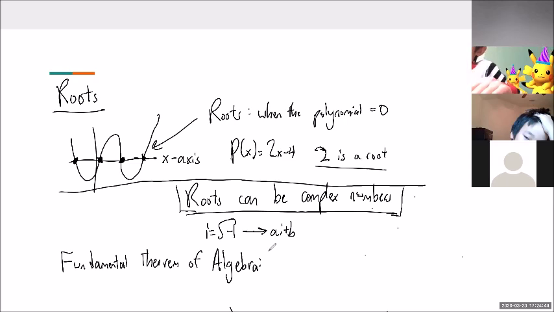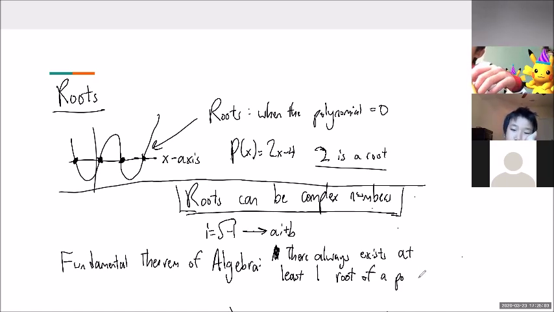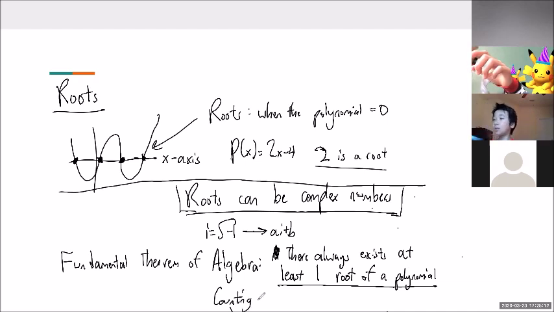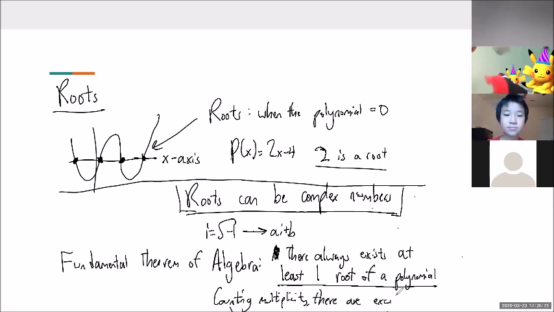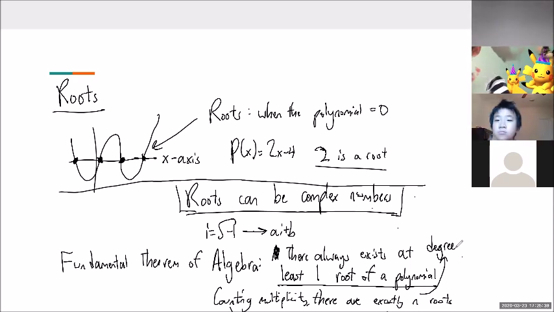So there always has to be at least one root. There always exists at least one root of a polynomial. And then, in addition, counting multiplicity, which I will explain a bit more soon, there are exactly n roots. And remember that n is the degree. So n is the highest exponent of this polynomial. Just remember what the degree is. This is the fundamental theorem of algebra, and it is pretty fundamental, as I could say. And I will explain how we use it and what it means.